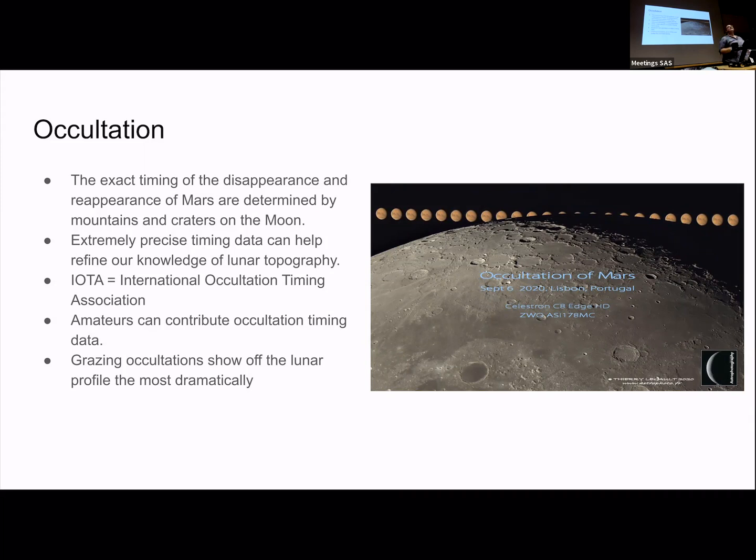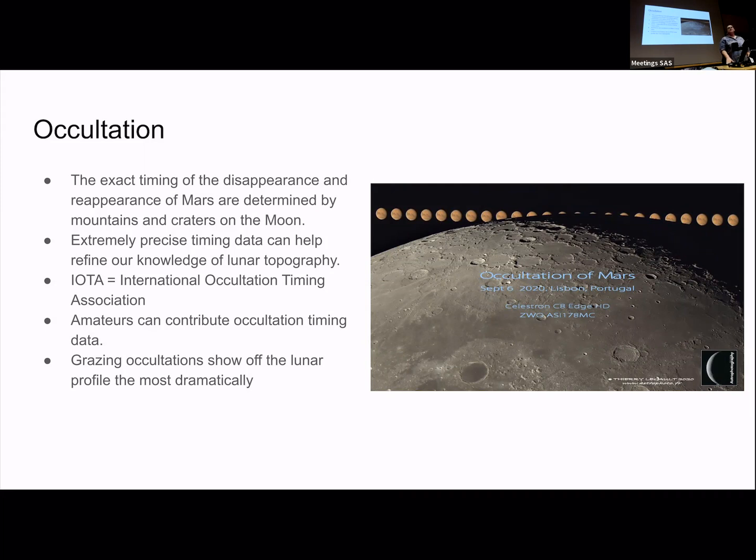Pat says that we've seen pictures of occultations in the gibbous phase. Even in this photo that I have on the slide, you can see Mars going by a darkened part of the moon in the background. In many ways, that's more interesting because you don't see the lunar topography except for when Mars passes behind it, which I think is pretty cool.